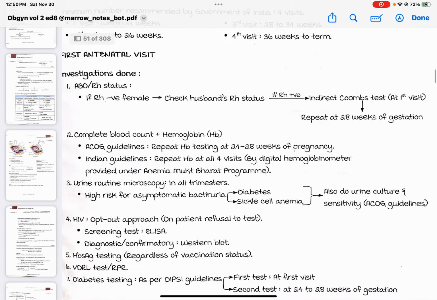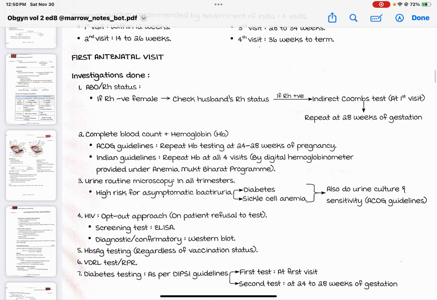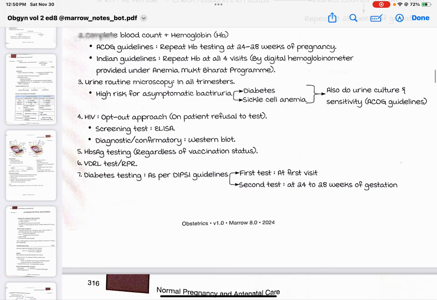First antenatal visit, investigations done. ABO and Rh status. If Rh negative female, check husband's Rh status. If husband Rh positive, indirect Coombs test at first visit, repeat at 28 weeks of gestation. Complete blood count plus hemoglobin. ACOG guidelines: repeat hemoglobin testing at 24 to 28 weeks of pregnancy. Indian guidelines: repeat hemoglobin at all 4 visits by digital hemoglobinometer provided under the Anemia Mukt Bharat program.